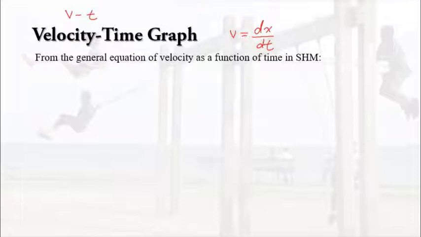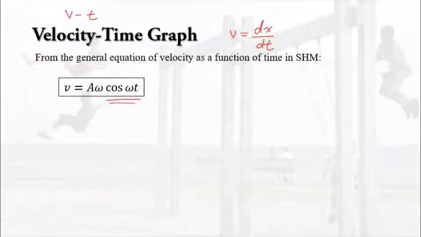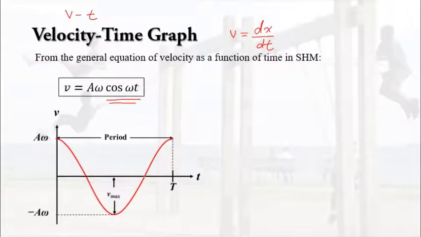Now, if you are given x in terms of a sine function, then after you differentiate it, you're going to get v in terms of a cos function. So v equals a omega cos omega t. Now you have a cos function here, so the graph would be just a graph of cosine. So after you sketch the graph of cosine, remember to label the axis with its unit.